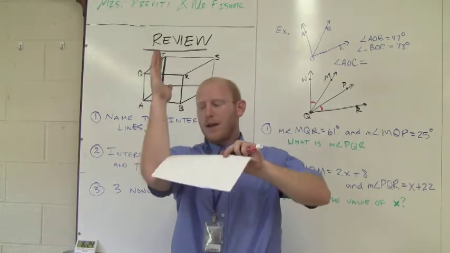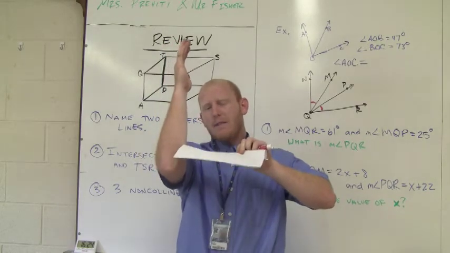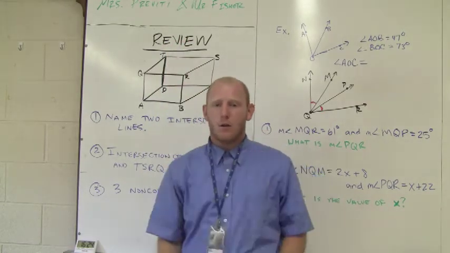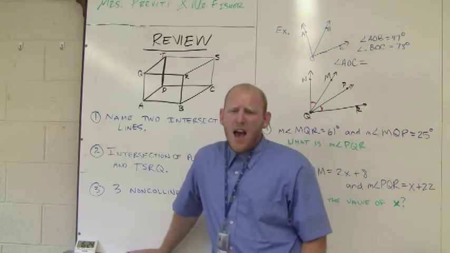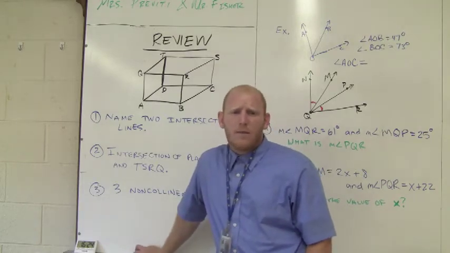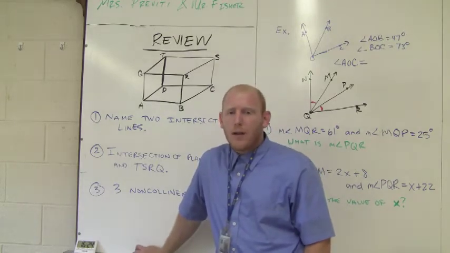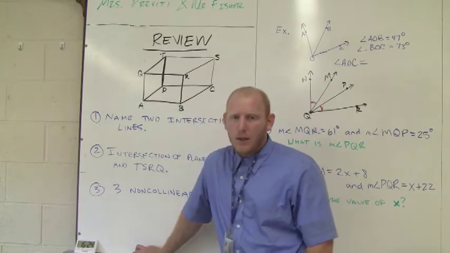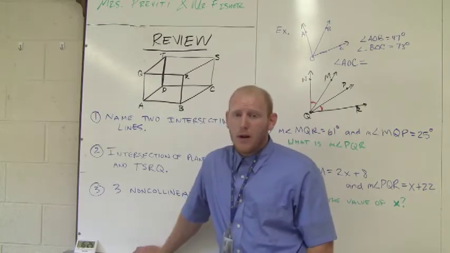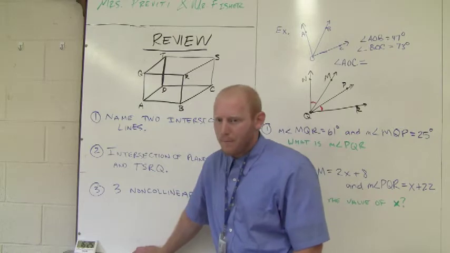If you take 2 planes, imagine my second arm is a plane. If they intersect, they form a line. So 2 planes intersect at a line. And the last one was 3 non-collinear points can make a plane. Only 3 non-collinear, remember, non-collinear points make a plane.